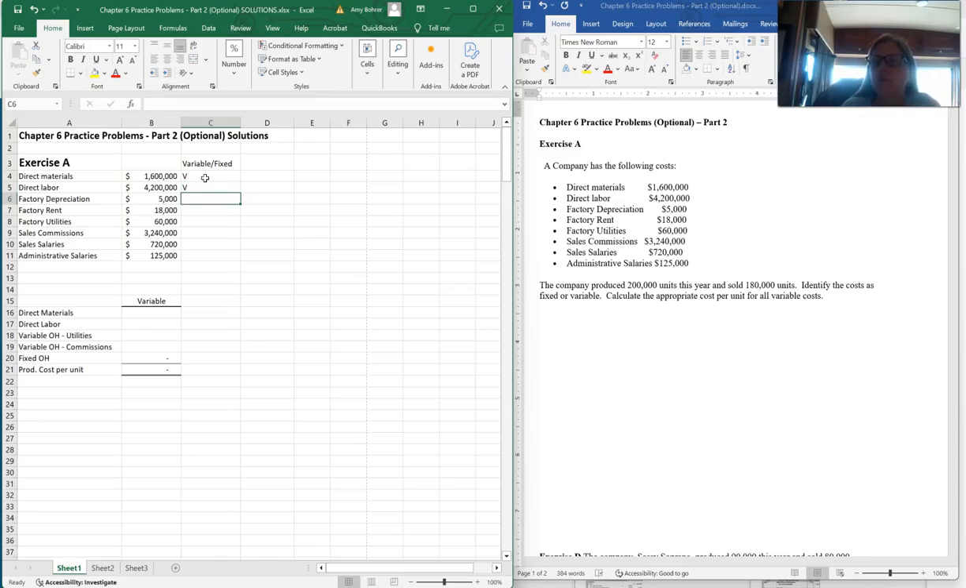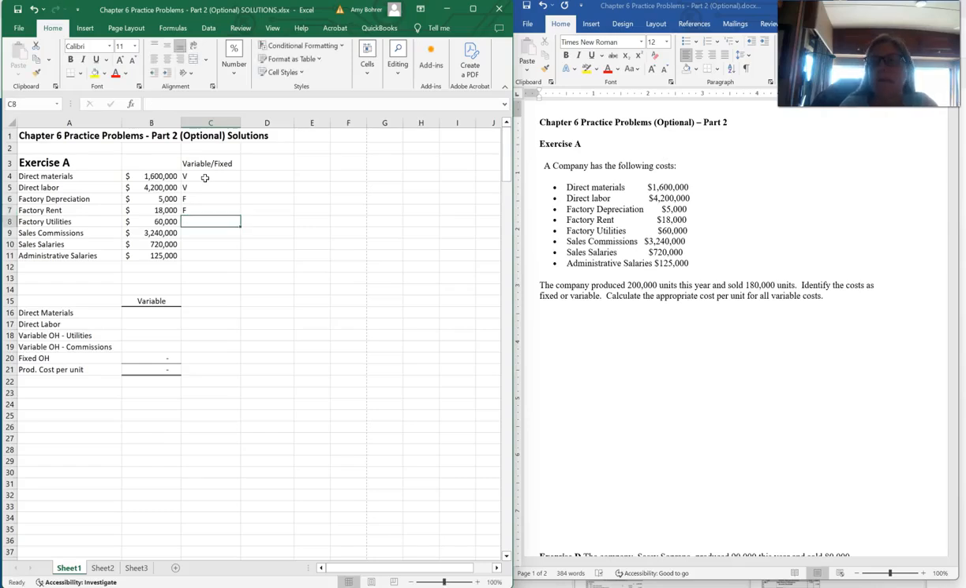Usually you use the straight line method, so that would be fixed. We talked about that in Accounting 211, so if you don't remember how to calculate straight line depreciation, go back and look at your depreciation unit in Accounting 211. It's typically the same amount over the life of the asset. Factory rent, that's typically fixed by your lease, right? $1,000 a month for 12 months.